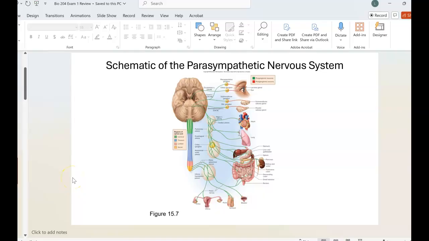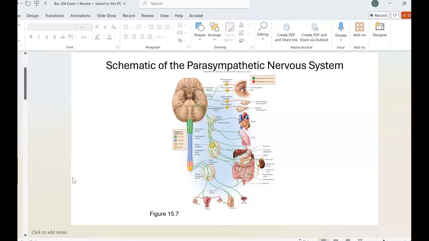By contrast, we have the schematic of the parasympathetic nervous system. So here you can see the neurons originating from top and bottom. So we also call this the craniosacral division. Here you can see the preganglionic fibers are longer. The ganglia are actually farther away from the spinal cord, closer to those organs and organ systems. And we have short postganglionic fibers. So just by looking at these schematics, you should be able to note the differences.